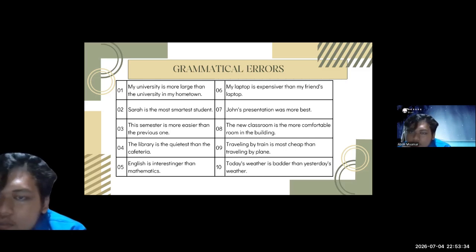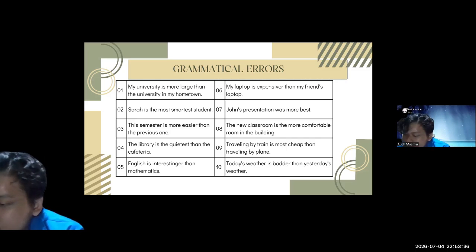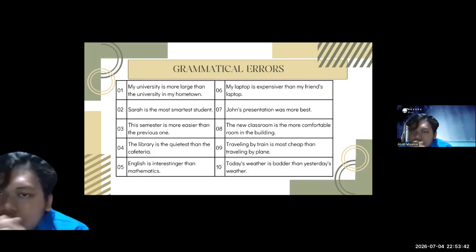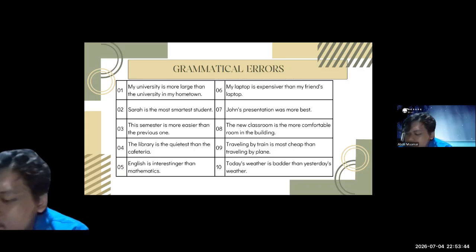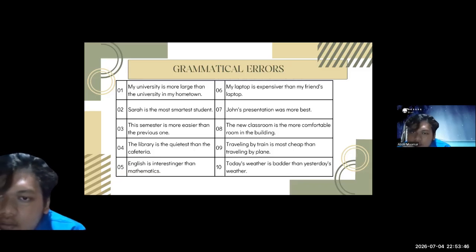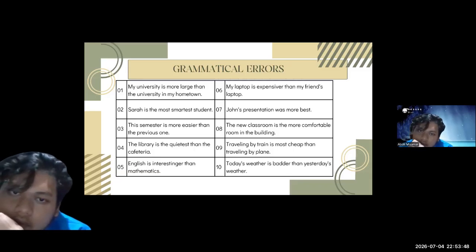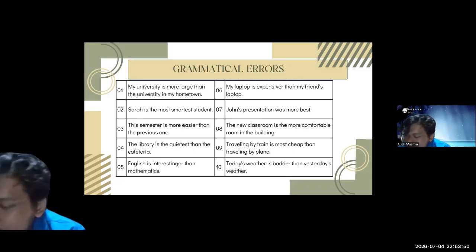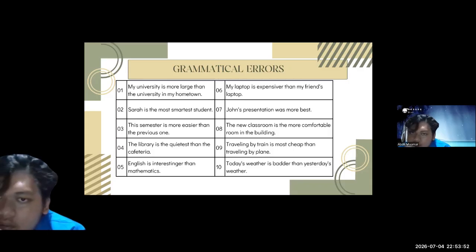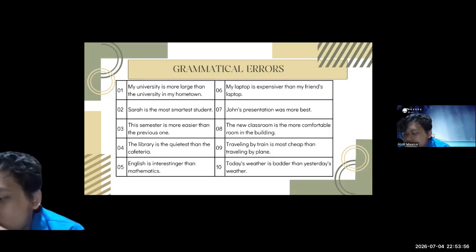John's presentation was more best. The grammatical error is double comparison, the word more best. The new classroom is the more comfortable room in the building. The wrong grammar is more comfortable. Comparative is used instead of superlative. So change it to most comfortable.